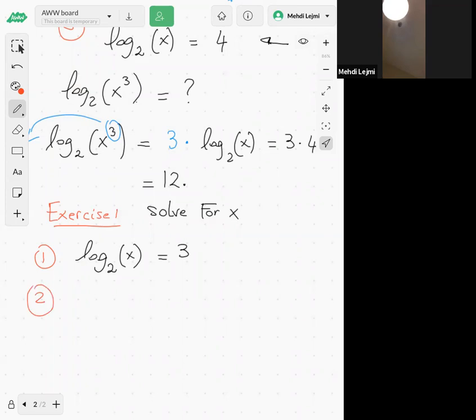Number 2: let's say you have log in base 3 of 81 equal to x. Okay, that's the first exercise. So here we need to solve for x, guys. Second exercise, exercise number 2.